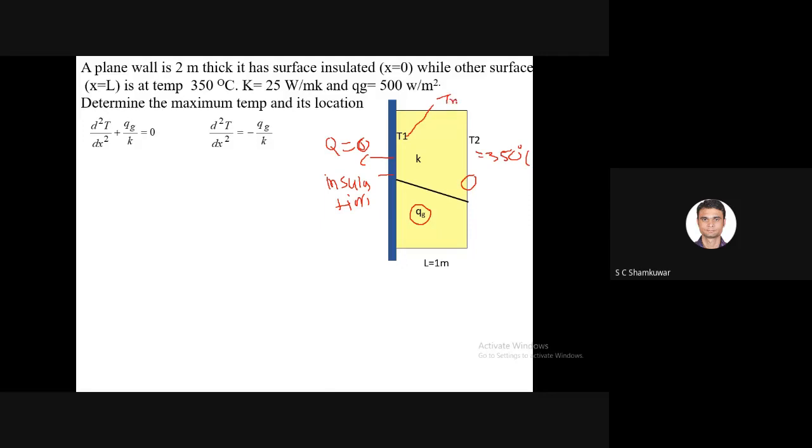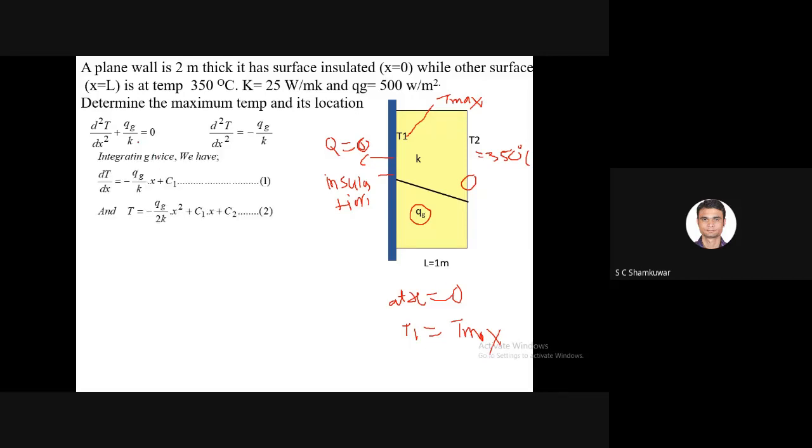So what will be T1? T1 is equal to T max. And where does T max take place? At x is equal to 0. T1 becomes T max because this is an insulation. So you need to apply Poisson's equation again. These are the two equations.